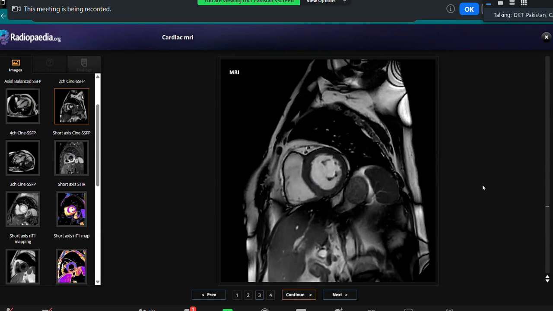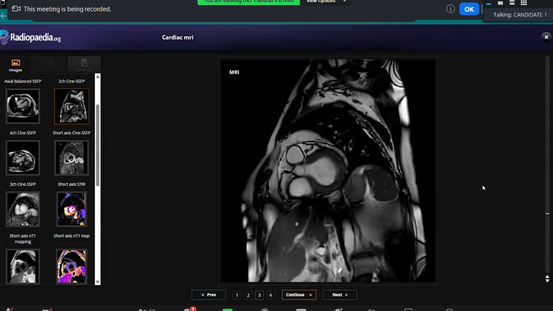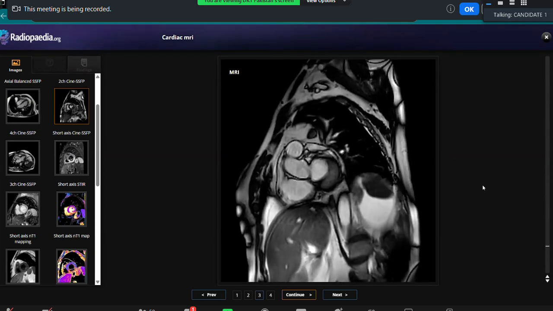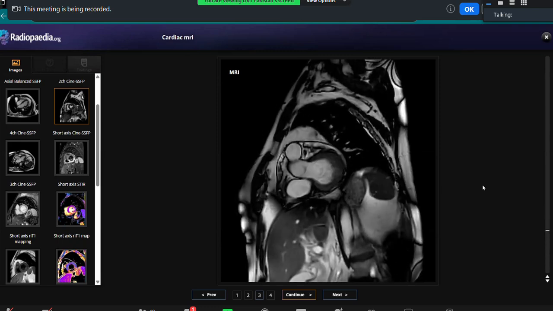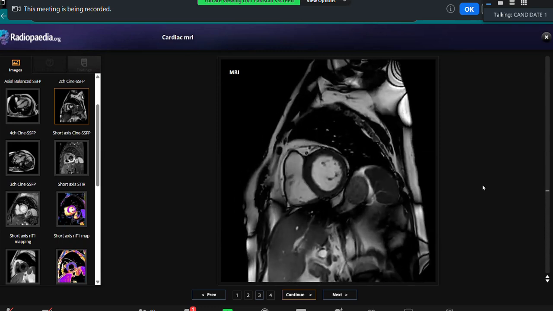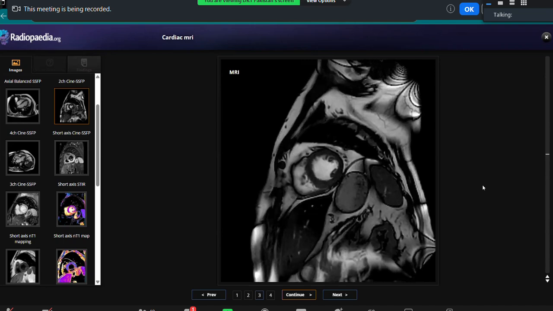Okay, good. Sir, there is some relatively reduced movement of the posterior wall. Okay, so we usually call it anterior and then inferior wall. Inferior, yes sir. You can call it inferior wall, posterior as well, but this is not the standard terminology. So go for the standard terminology.